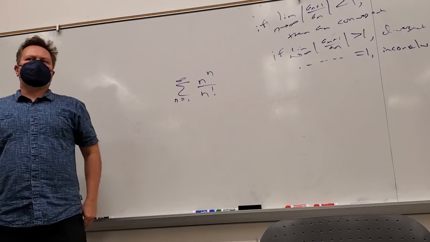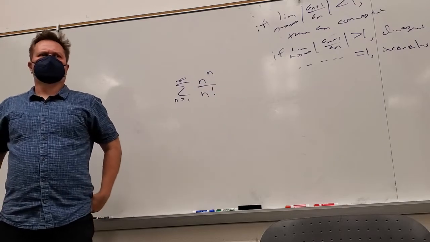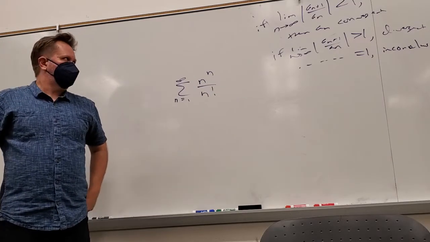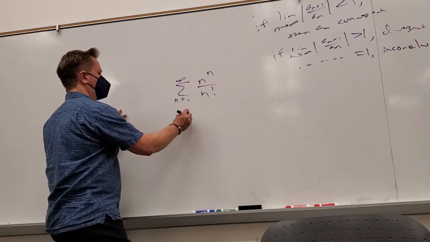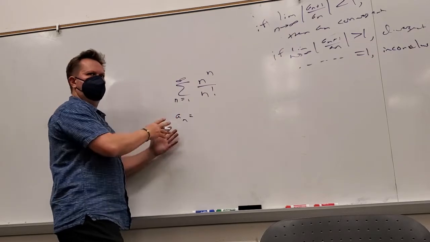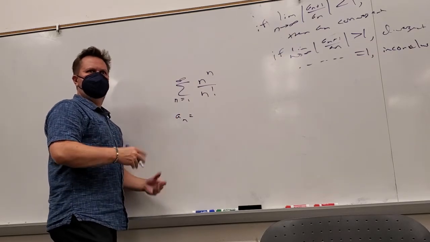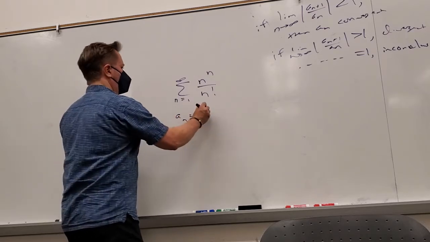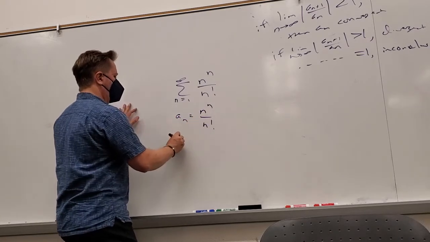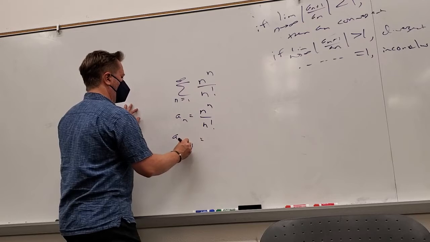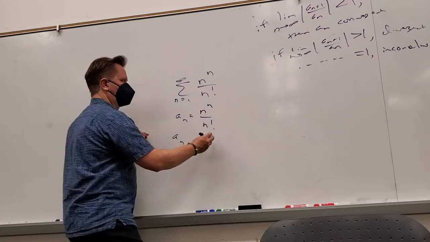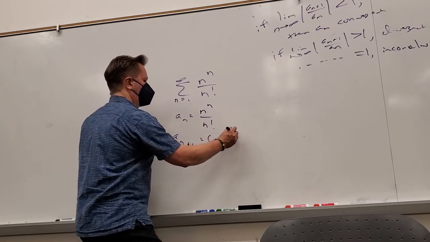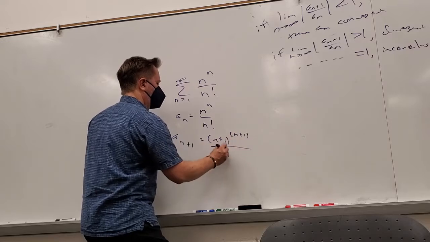Let's apply the ratio test to this series. So what is a_n? This is a silly question. What's a_n? It's n to the n over n factorial. What is a_(n+1)? Not a very silly question. It's (n+1) to the (n+1) over (n+1) factorial.